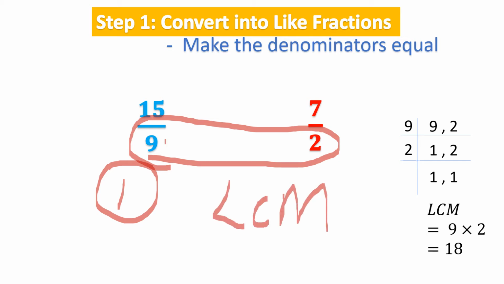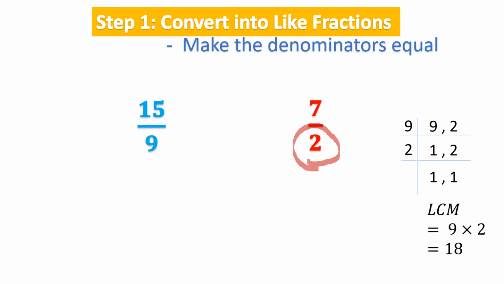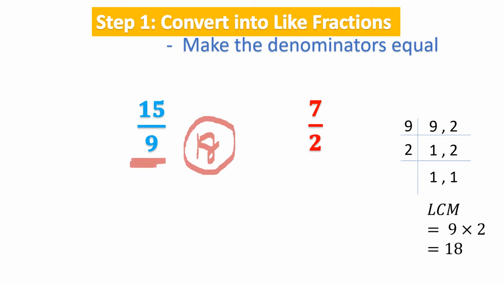Then you need to make the denominators the LCM. Okay. So why did you take the LCM? We took the LCM so that we can convert the denominators into the LCM. Okay. So what is the LCM? It is 18, right? So that means I need to make the denominator 18. So I need to make 9 and 2 into 18. I need to convert 2 into 18 and I need to convert 9 into 18.